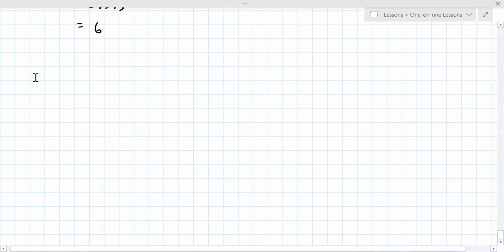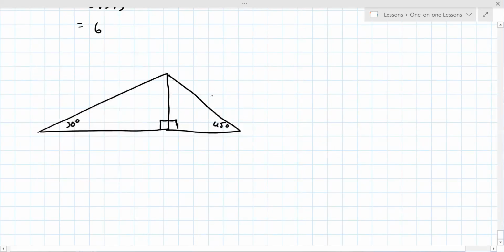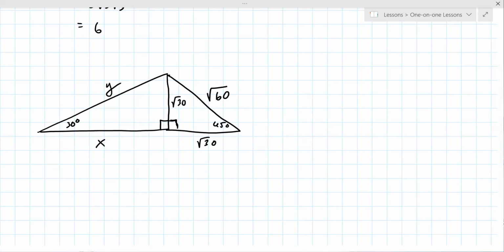Let's do another one here and get this down. So let's say that the hypotenuse here is square root of 60, and I want you to find again x and y, please. Okay. Square root of 60 is 2 root 15. Okay, and then 2 root 15 divided by square root of 2. So we get 2 root 30 over 2. But that's really root 30. Good. So now that's the short leg.